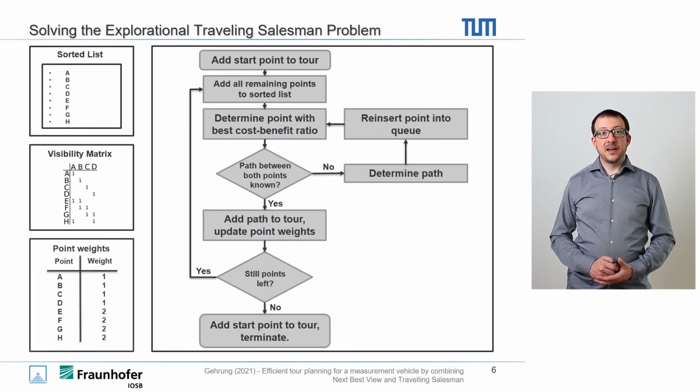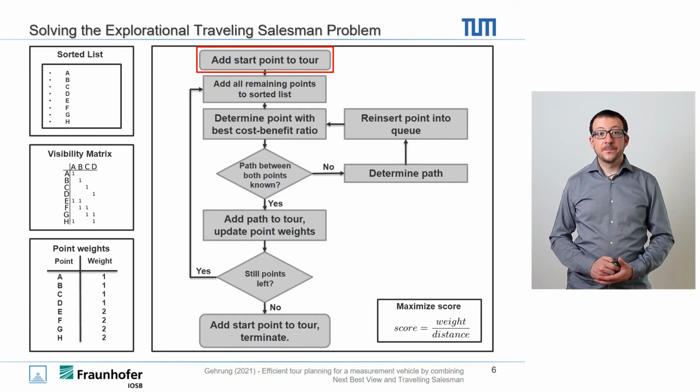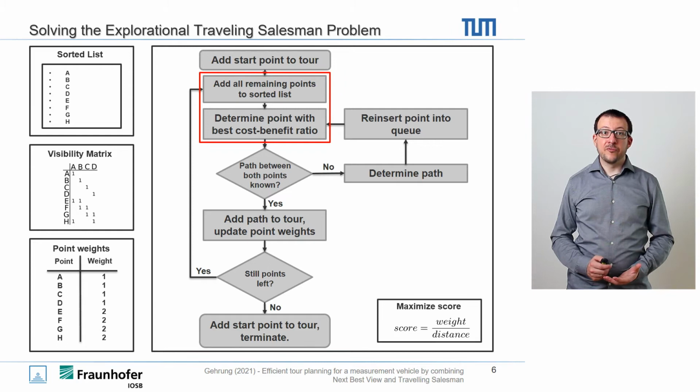Our algorithm utilizes a sorted list that contains all points of interest as well as the indirect viewpoints. The list is sorted by a score that encodes the cost-benefit ratio of the point, which is the associated rate from the weight vector divided by the distance to the last point in the tour. The first step in the algorithm is adding the start point to the tour. At the beginning of each iteration, the list is initialized with all remaining points. At the start of the algorithm, that's all points.